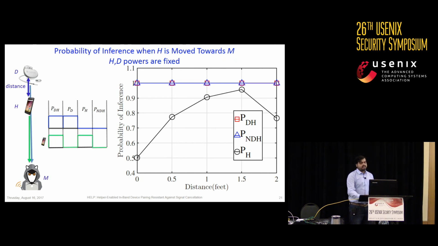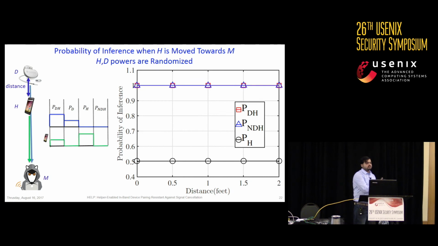So to mitigate this problem, we propose to transmit random powers from the device and helper. And when we do that, we see the probability of inference trend is almost equivalent to when the device and helper are placed on top of each other.